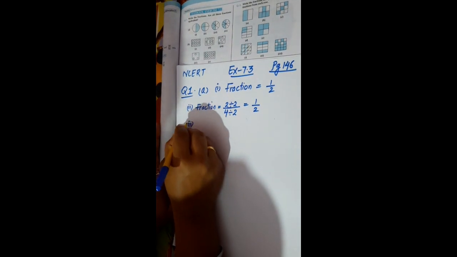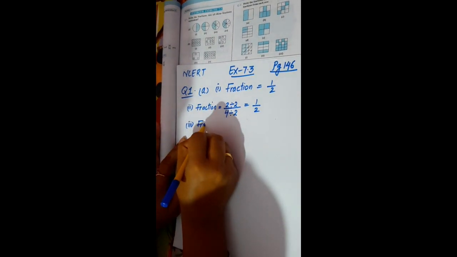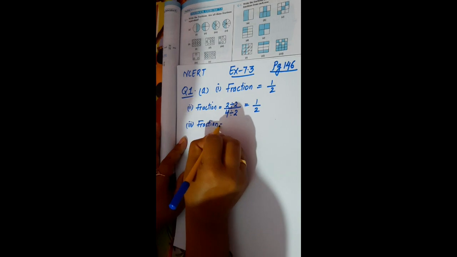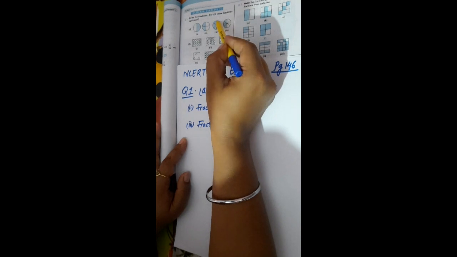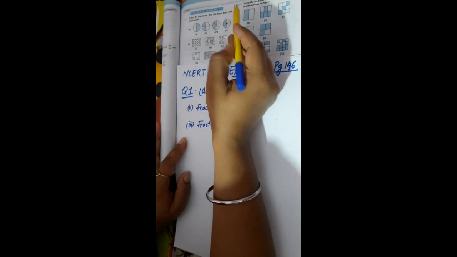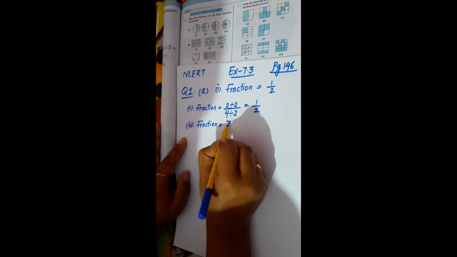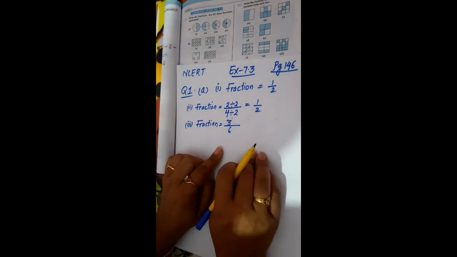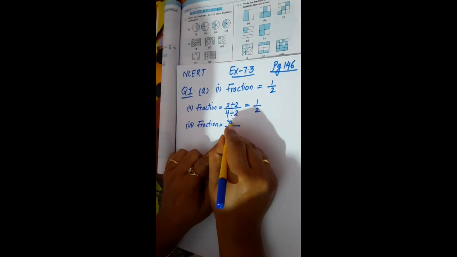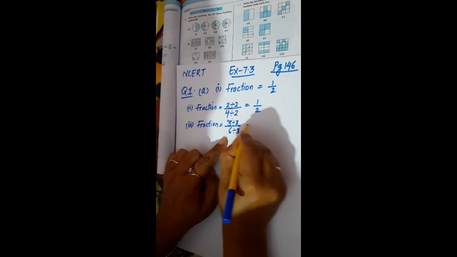Let's find the fraction of the third figure. Here, the total equal parts are 1, 2, 3, 4, 5, 6. Out of 6 parts, 3 parts are shaded. So the fraction is 3 upon 6. And we have to reduce it to simplest form. Both numerator and denominator are divisible by 3.